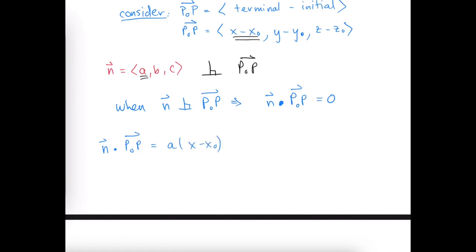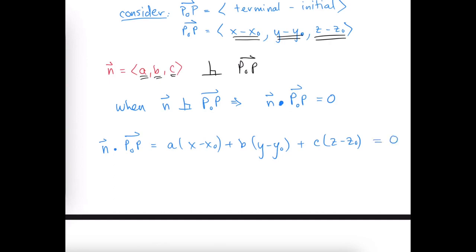and the y components are going to be multiplied together. So we'll add that to b times y minus y naught, and then we're going to add that to the z components multiplied together. So we end up with c times z minus z naught, and we know that this dot product has to be equal to 0.